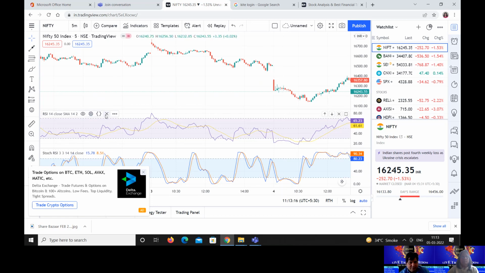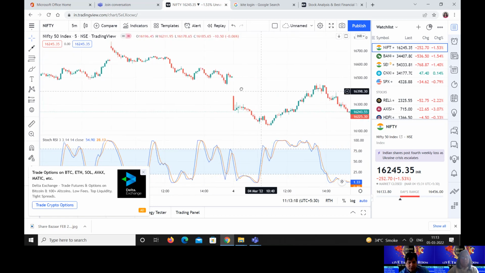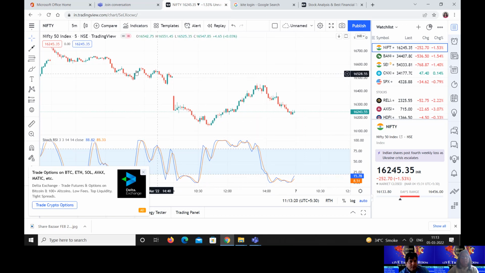Basically, when I want to do scalping, I put up a chart. I draw my support levels. Look at this, Nifty on a 5-minute chart. In this, when it goes below 25, it's in the oversold territory. If I find a pattern forming here, I will always take up this trade.